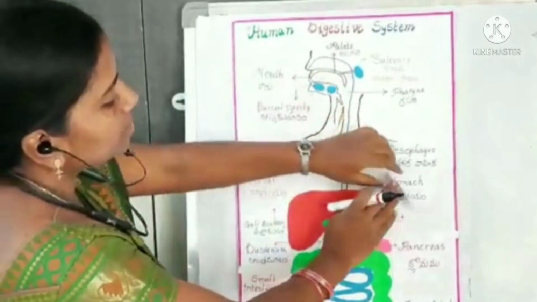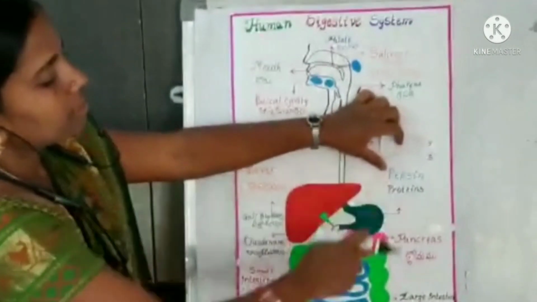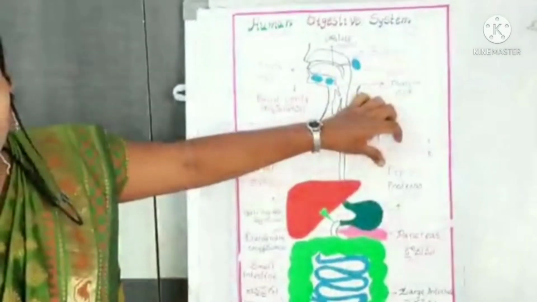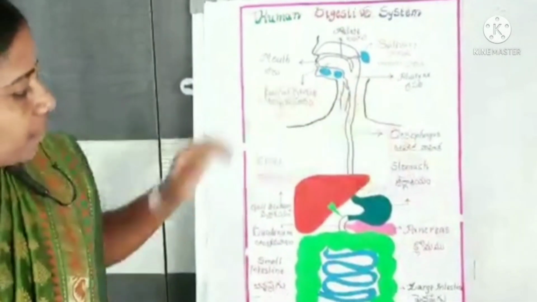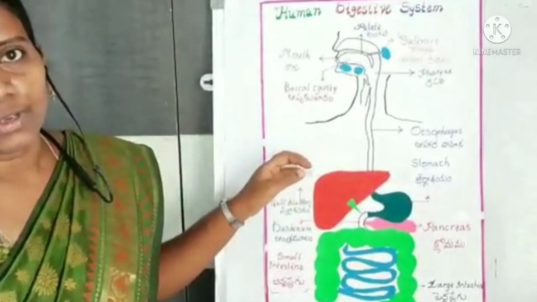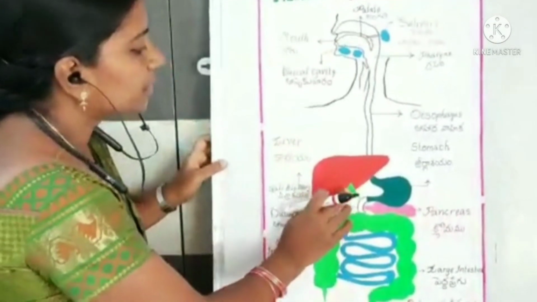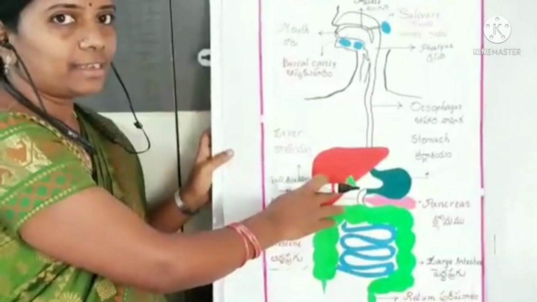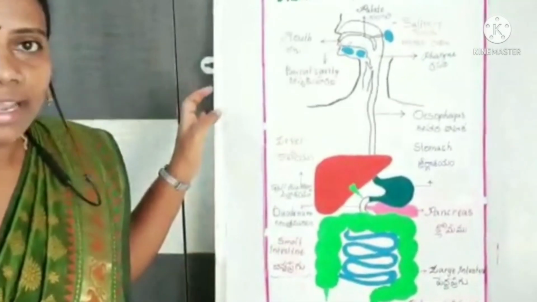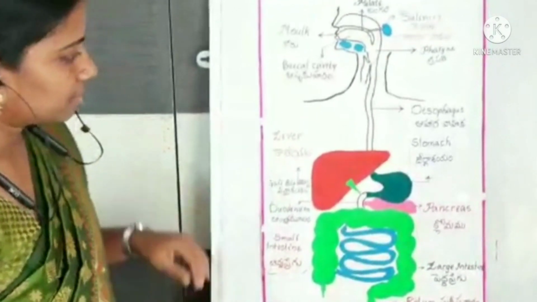The next one is the stomach. In the stomach, pepsin is released and acts on proteins. At the liver there are no digestive glands or digestive enzymes. Here the gallbladder secretes bile juice. This bile juice helps in fat emulsification.